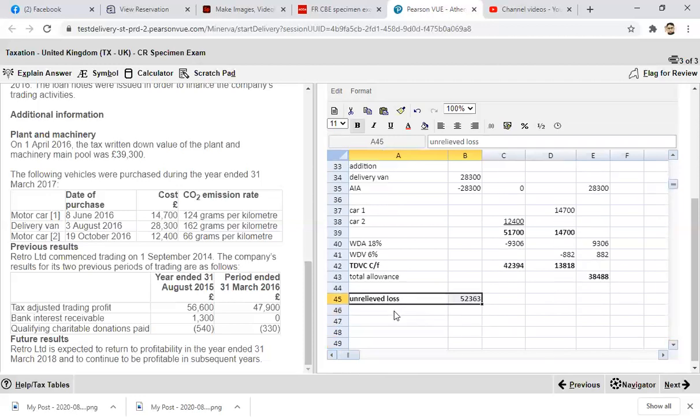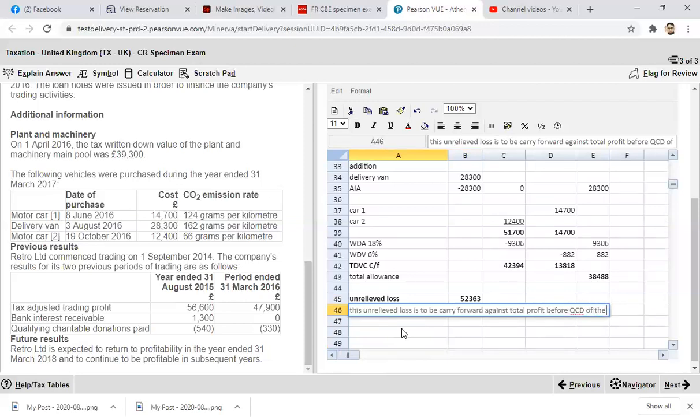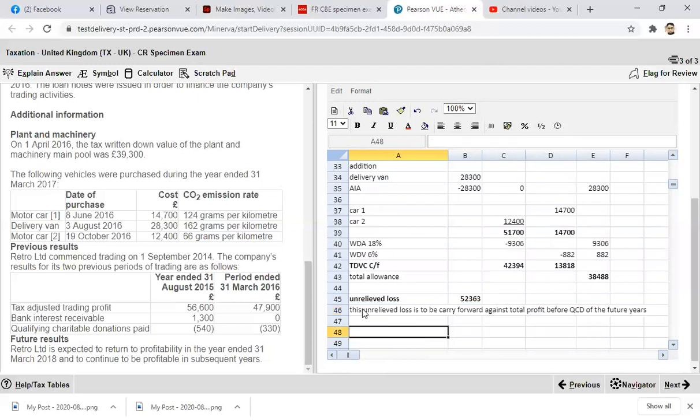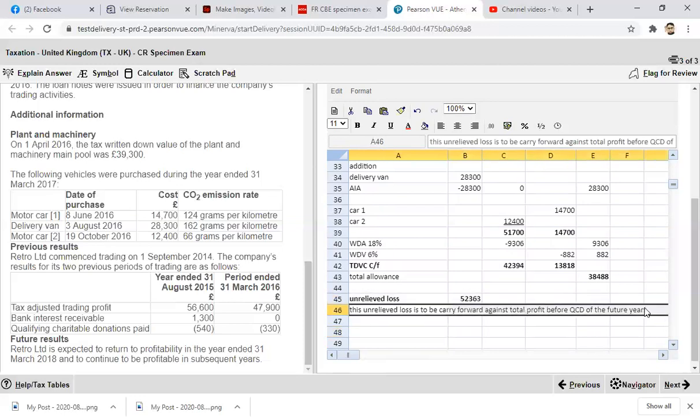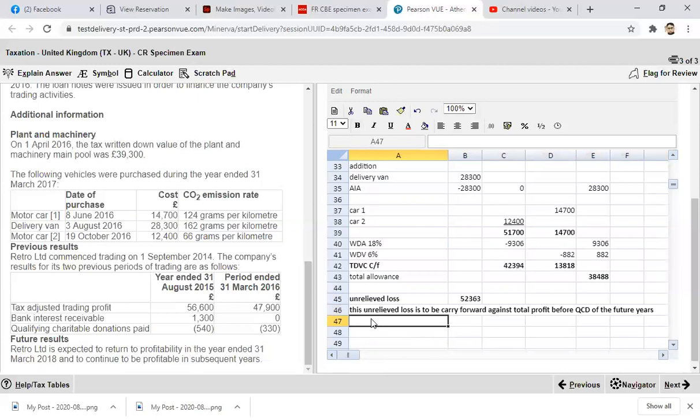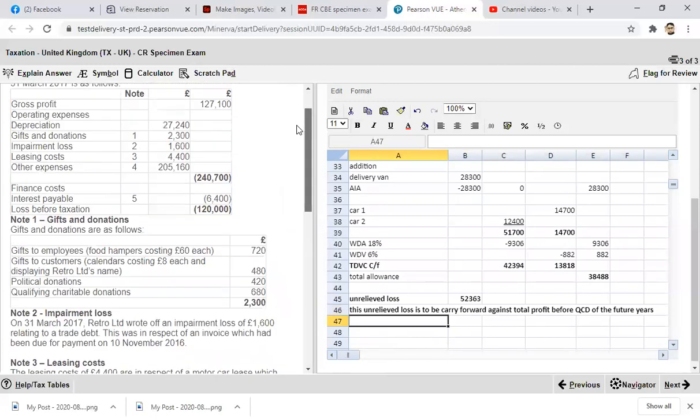And then they asked how we can relieve this unrelieved loss. It is to be carried forward against TTP, against total profit before QCD of the future years. So this is the answer of part C. So in this way a 15 mark question has been completed.